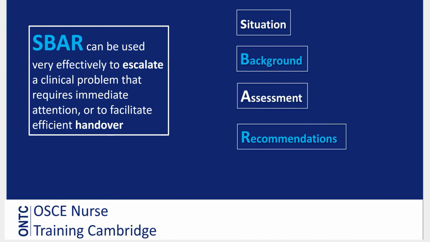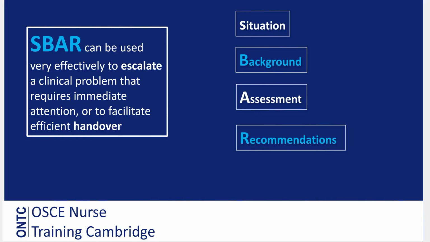Next, what is SBAR? SBAR is a very systematic, effective way to escalate a clinical condition which needs urgent attention, or to give an effective handover. If you use SBAR, you stay on the point, and you give only the essential information in a very timely manner to escalate a condition. SBAR is used a lot in UK hospitals. S is for situation, B is for background, A is for assessment, and R is for the recommendations you make.